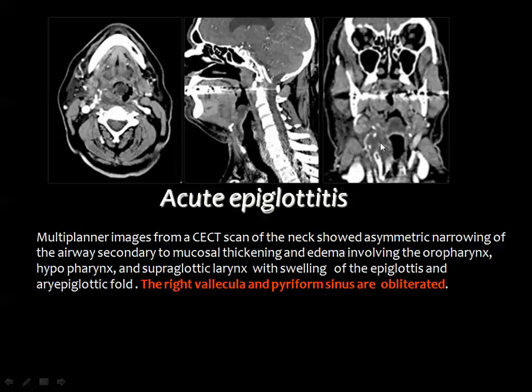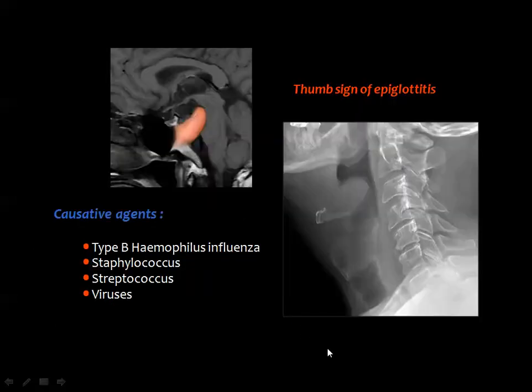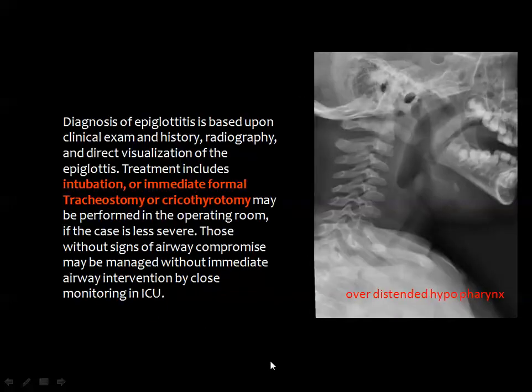And you can compare this with the normal appearance of the left aryepiglottic fold, the preservation of the paraglottic space. Then this is usually described as the thumb sign. And if you look here, this is what I mean, this swollen epiglottis may look similar to this thumb. The organisms are, of course, Haemophilus influenzae, Staphylococci, Streptococci, and viruses.